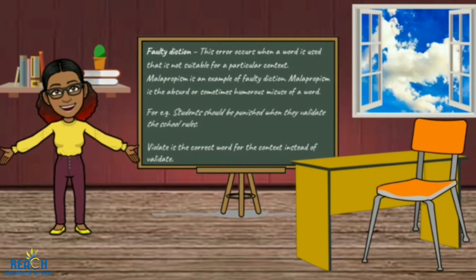Number 5, faulty diction. This error occurs when a word is used that is not suitable for a particular context. Malapropism is an example of faulty diction. It is a humorous way of misusing a word. For example, students should be punished when they validate the school rules. It is evident that validate should be replaced with violate.